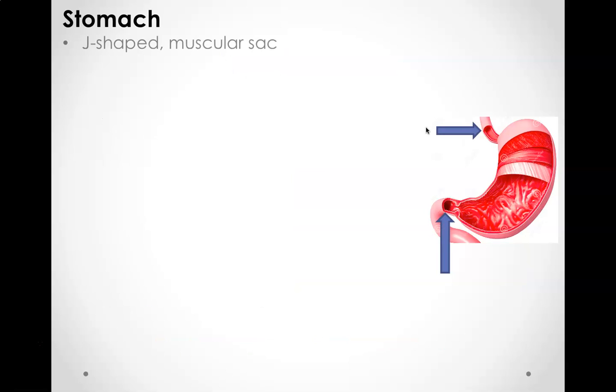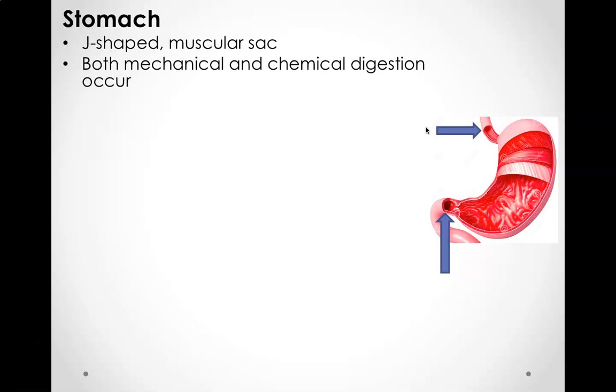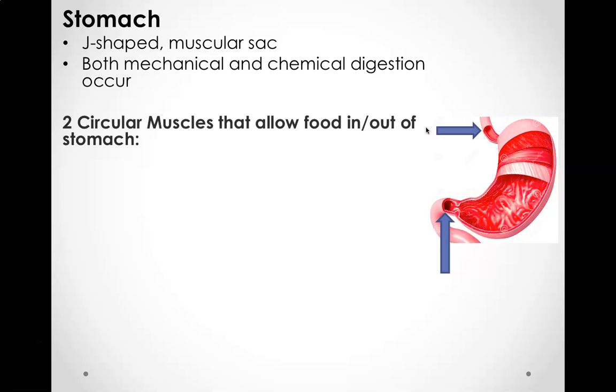So then we reach the stomach. We've got a J-shaped muscular sac. It also is going to do both mechanical and chemical digestion. We've got both of those happening. And we've got two circular muscles that allow food in and out of the stomach. So this is really important to regulate what is coming in and when it's going out.